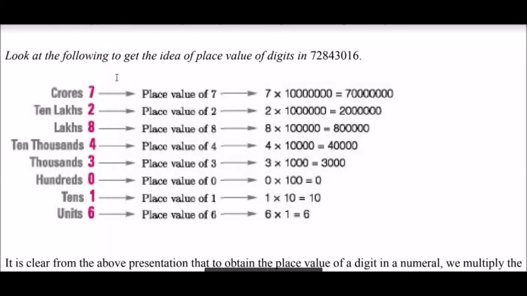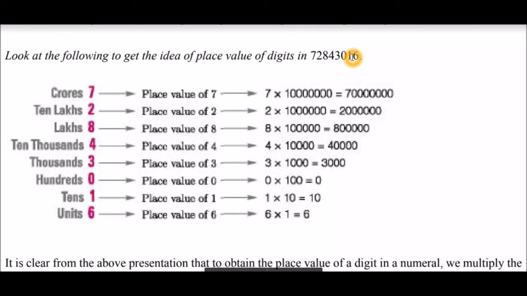Now, look at the following example to get an idea of the place value of digits in 7 crores 28 lakh 43,016. From right to left, as already told, the first digit on the right is 6. What is the place value of 6? It is in the units place. Units, 6 units. The place value of 6 is 6 into 1, that is 6.